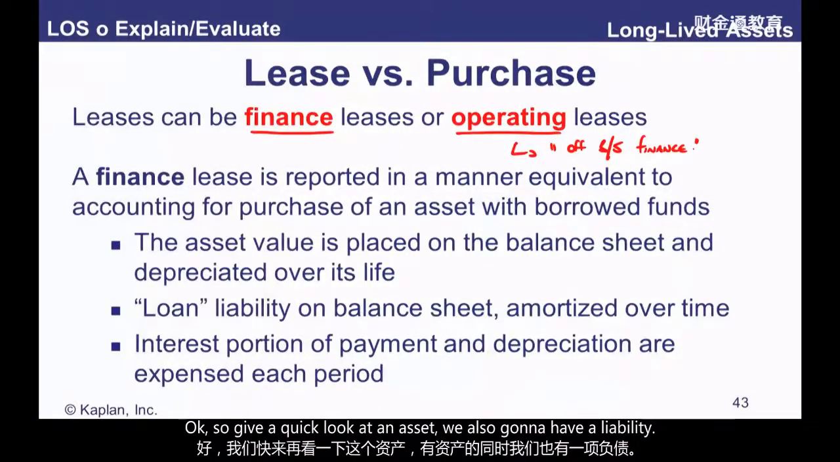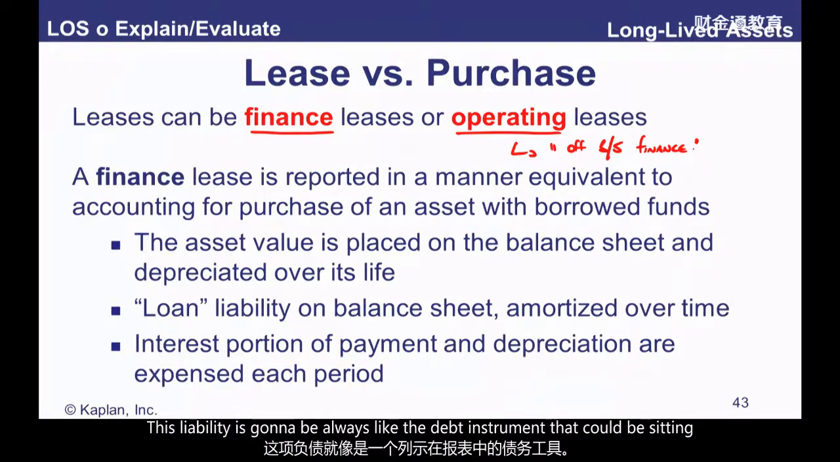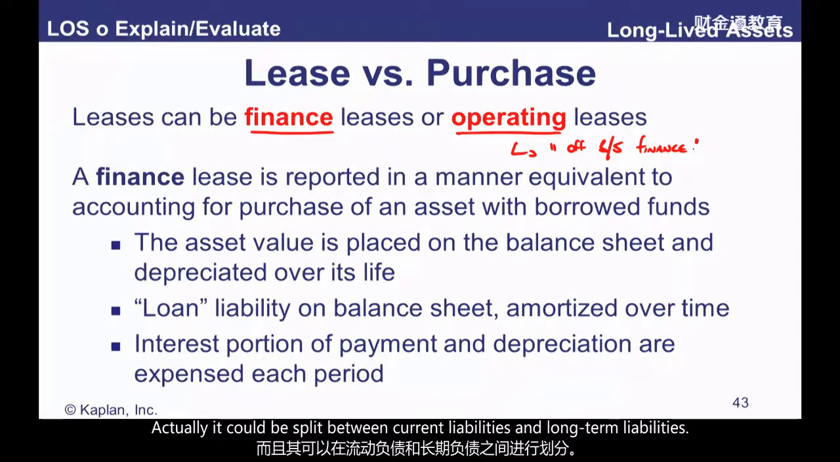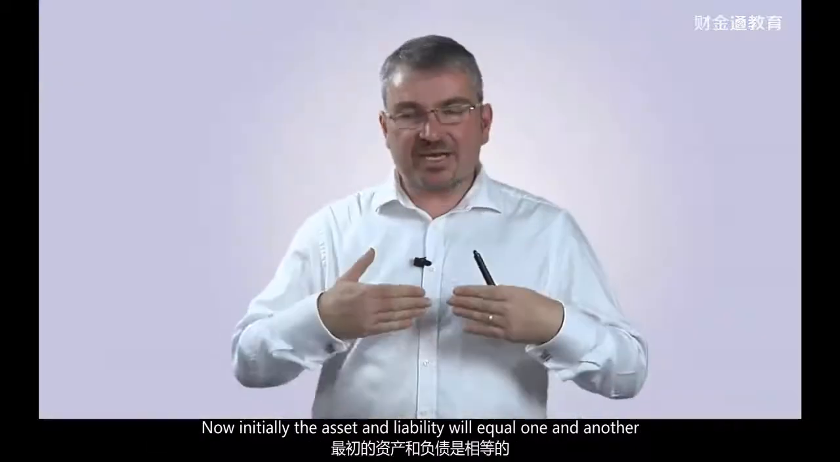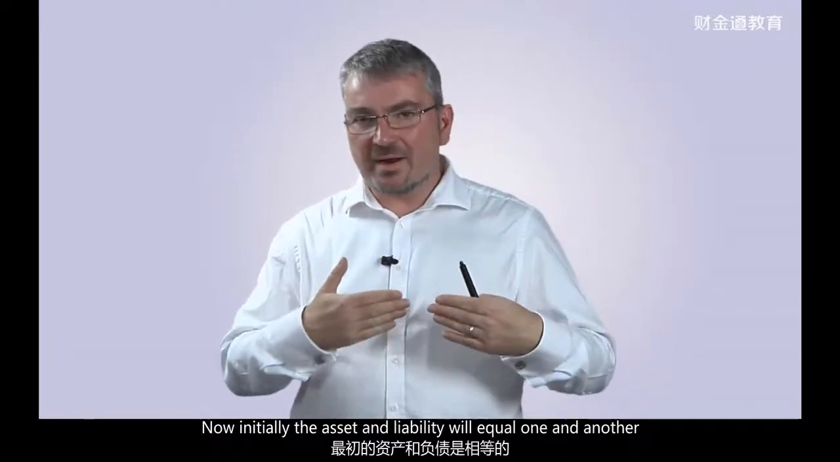Okay, so we're going to create an asset. We're also going to have a liability. This liability is going to be almost like a debt instrument, and it's actually going to be split between current liabilities and long-term liabilities. Now initially the asset and liability will equal one another.